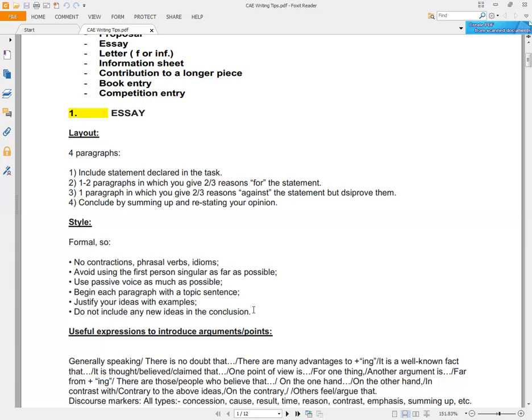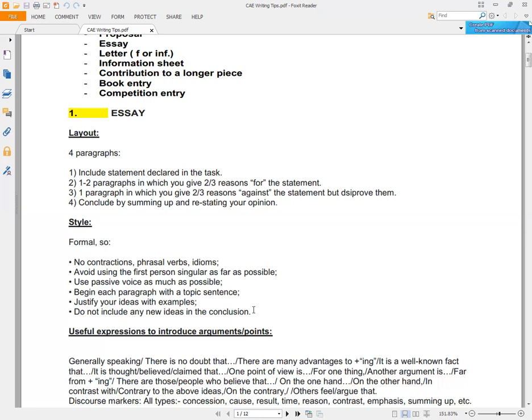So in formal writing, we must use verbs, not phrasal verbs. And idioms, and so on. Idioms are not allowed in formal writing. Number 2, you must avoid using the first person singular as far as possible.